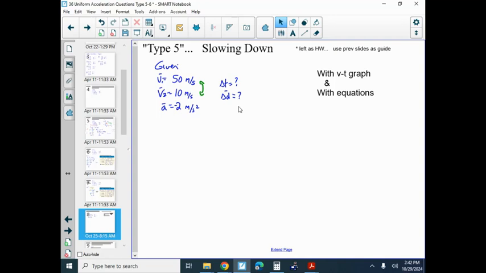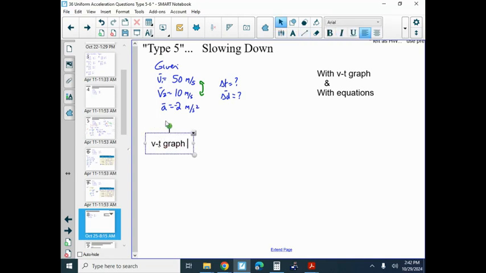All right. So a slowing down case. I said I was going to leave this as homework in the past here. Maybe I'll do this one with you just to give extra help as we go through this. So let's do that with VT graph first. So let's make that obvious. Let's do this VT graph method.